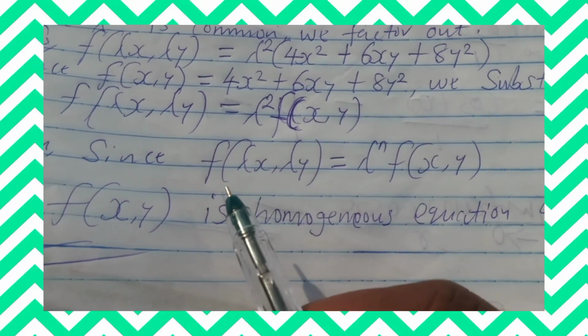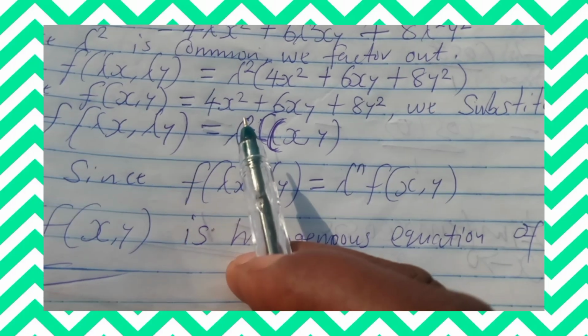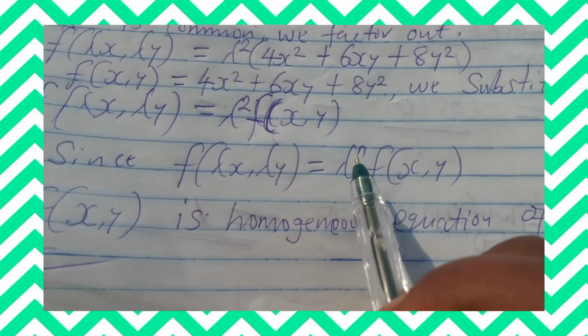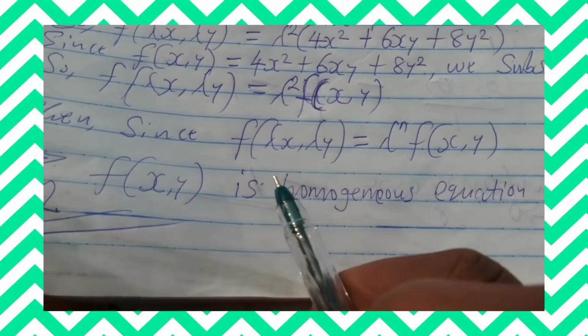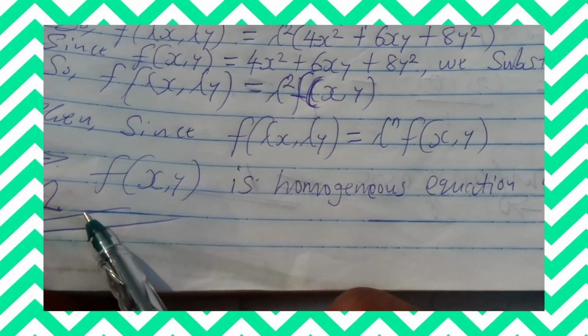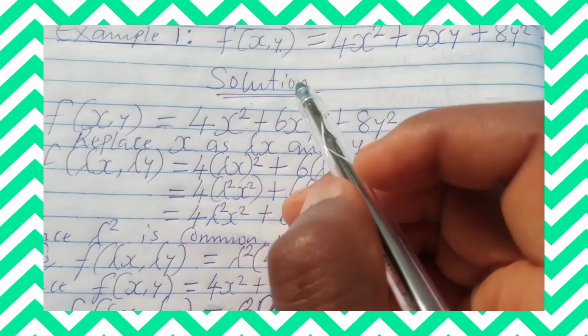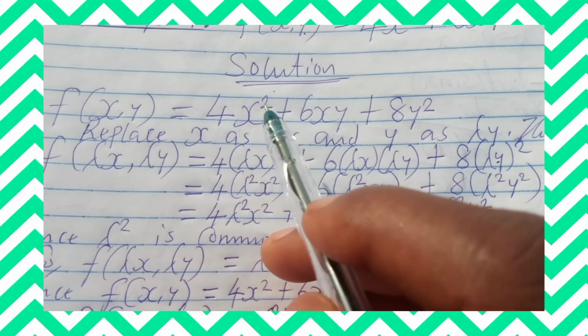So since we know that to get the degree we use this n on top of this lambda, and this n symbolizes the degree of the homogeneous function, our degree here is 2. The other way to find the degree of a homogeneous function is to check the question. You see that this term has a polynomial power of 2.